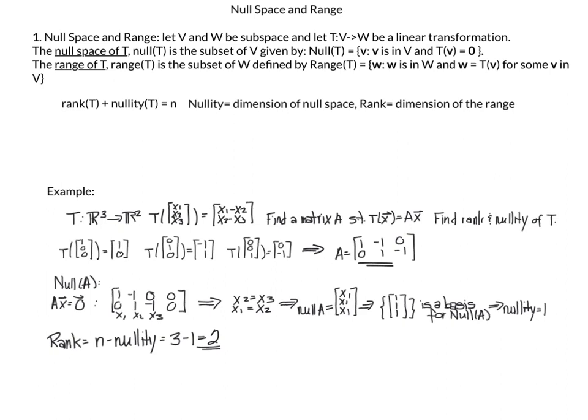That's the range. And we have this other useful theorem, a remarkable theorem: the rank of T, and the rank is the dimension of the range, and remember, dimension is the number of basis vectors, plus the nullity of T, and nullity is the dimension of the null space, is equal to n. And n is the dimension of V. And we did 3 examples. This one was the last example.